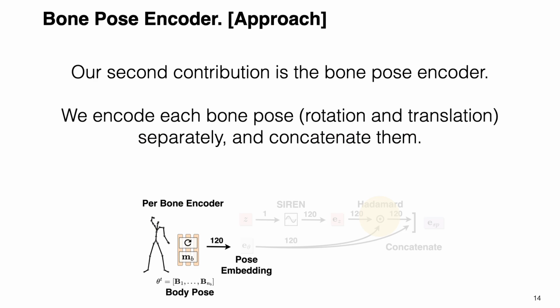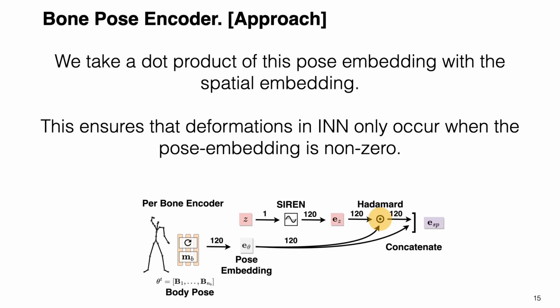Our second contribution is the bone pose encoder. We encode each bone pose separately using a shallow MLP and concatenate it to get the body pose embedding. We take a dot product of this pose embedding with the spatial embedding, which ensures that the deformations caused by the INN only occur when the pose embedding is non-zero. For more details, please refer to our paper.